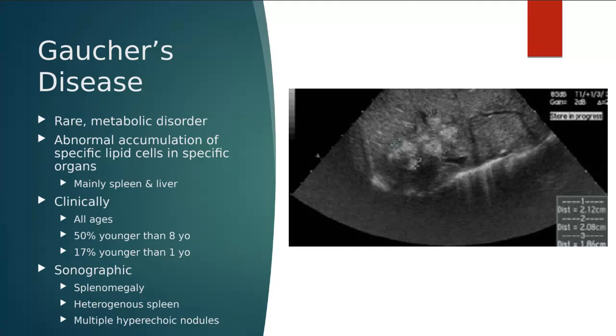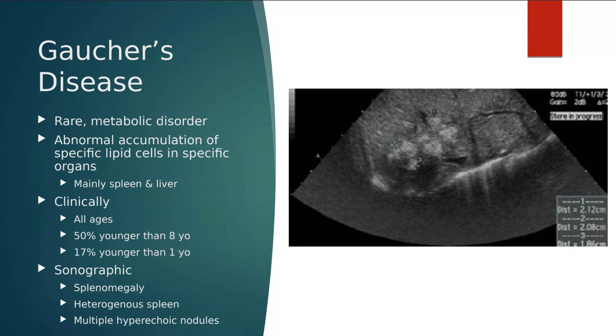Next, we have Gaucher's disease. This is a rare metabolic disorder where we have the abnormal accumulation of lipid cells in specific organs. So we can actually get Gaucher's disease that affects a variety of organs. Our organs use lipid cells, right? It's not something that is isolated to just one organ. All of our organs utilize lipid cells in some sense or another.